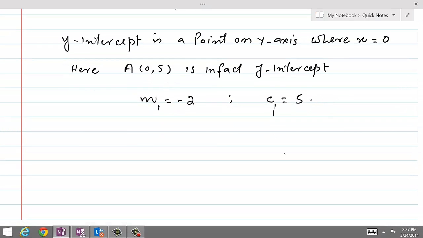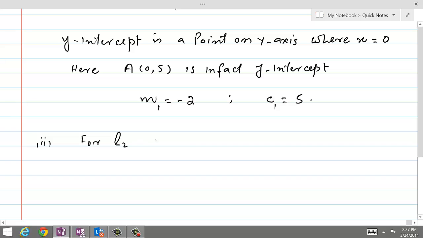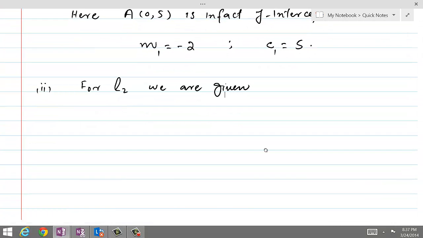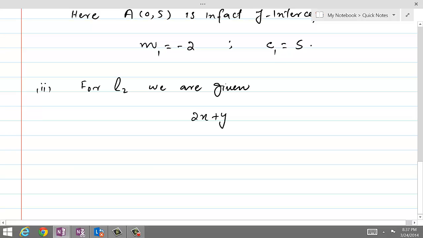Now we will move on to the second line and we will find slope and y-intercept for line 2. For L2, what is given? We are given the equation 2x plus y is equal to 5.